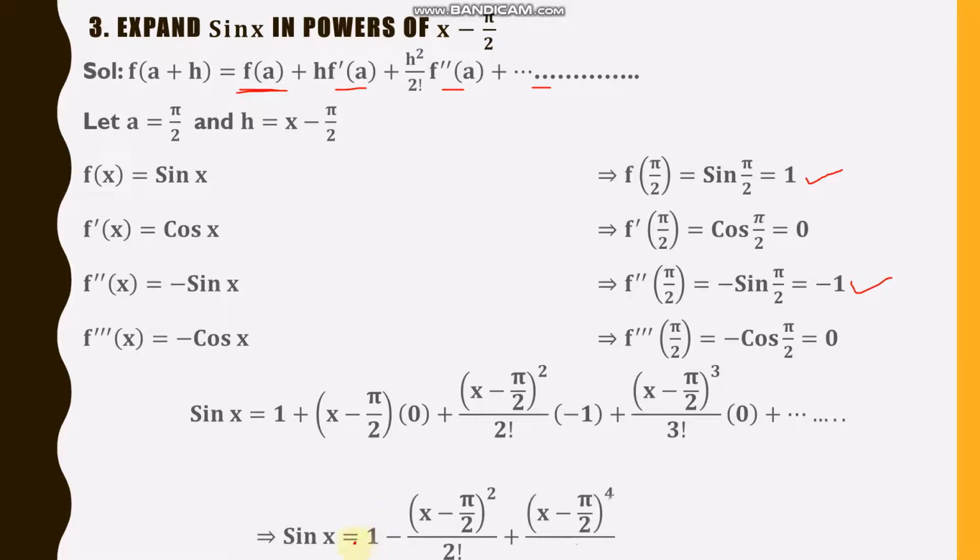So the expansion of sin x will be something like this. 1, that means 0 power of x minus pi by 2, with alternate signs. Here it is plus sign, then here it will be negative sign: (x minus pi by 2) power 2 upon 2 factorial, then plus (x minus pi by 2) power 4 upon 4 factorial, and so on. The next term will be (x minus pi by 2) raised to power 6 upon 6 factorial with a negative sign. Then the next term will be (x minus pi by 2) power 8 upon 8 factorial with a positive sign, and so on. So this is the expansion of sin x in powers of x minus pi by 2.